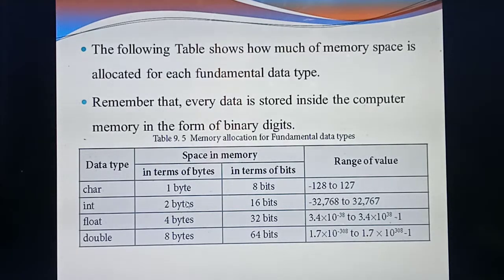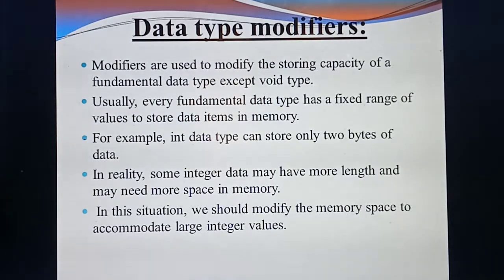Character 1 byte, integer 2 bytes, float 4 bytes, double 8 bytes. Understood? So these are the memory allocations for fundamental data types. Next one is data type modifiers. The name itself has modifiers. What do you mean by modify?